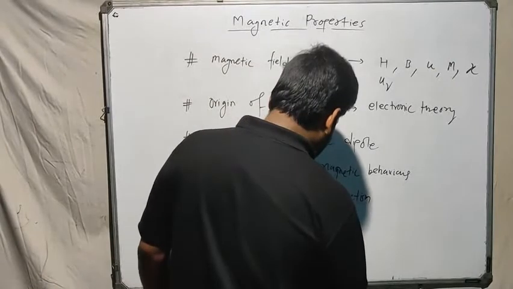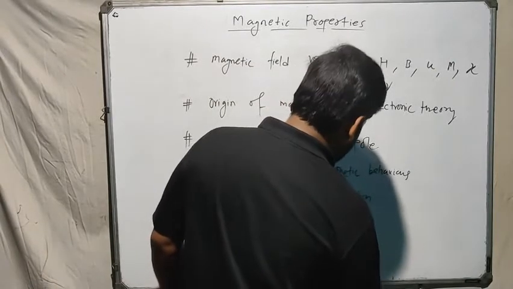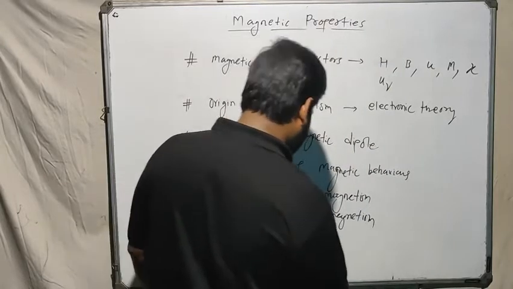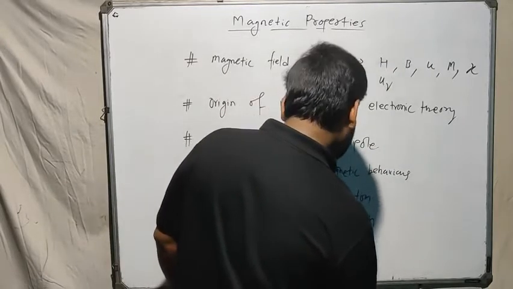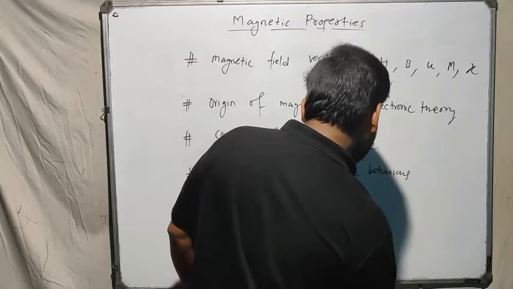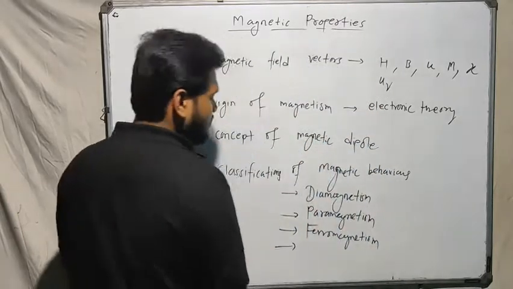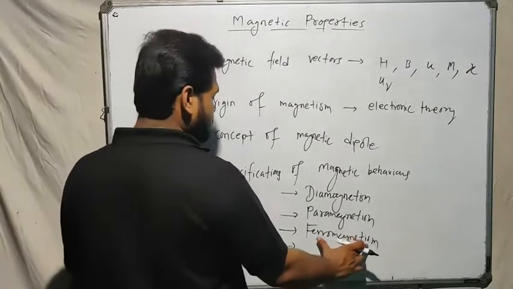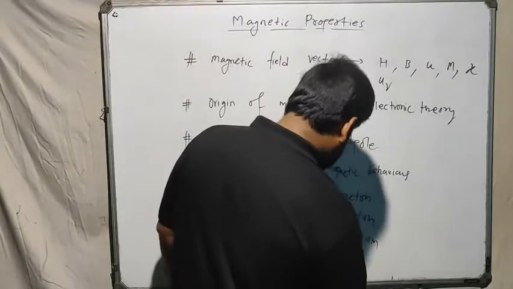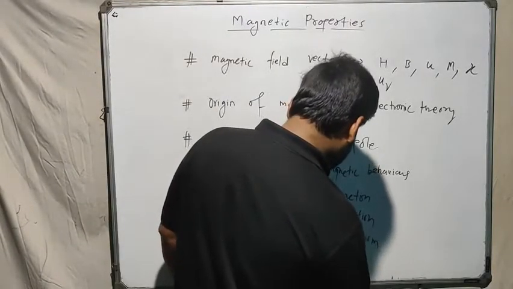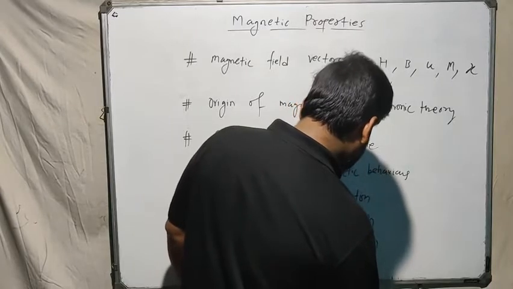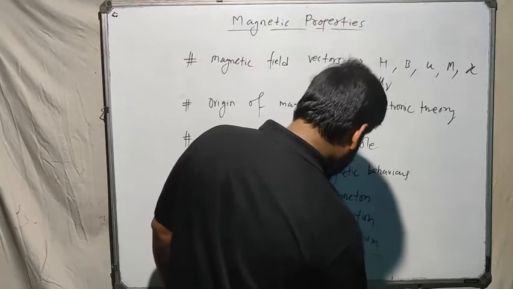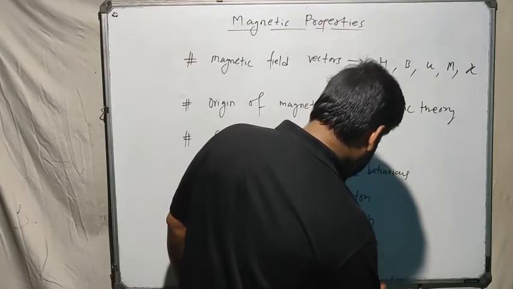Dia, and you have paramagnetism. Then you have ferromagnetism. Out of ferro, two more classifications are based on ferromagnetism itself, which are antiferro and ferrimagnetism.